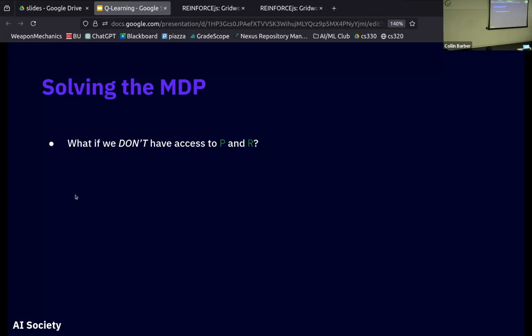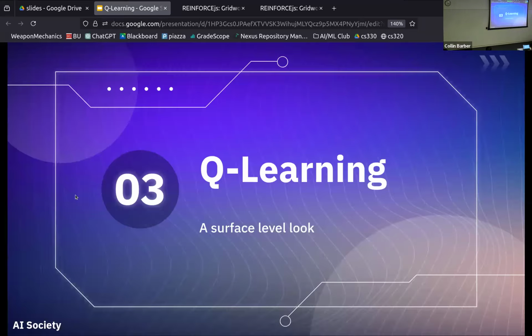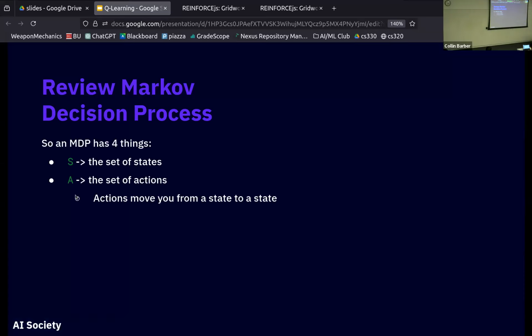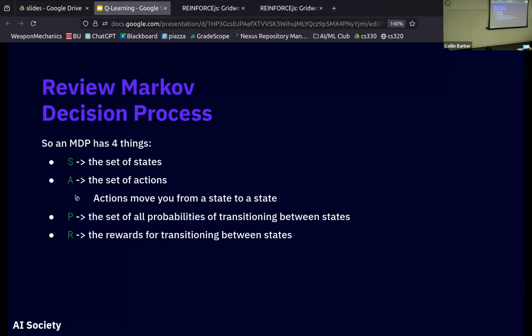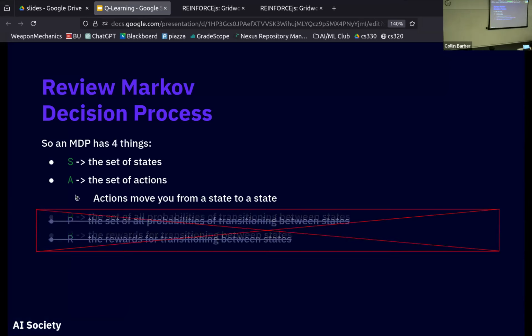So this is where Q-learning comes in, because it doesn't require those other two, right? If we go back to our 4 really important Markov decision bits, what if we were to just remove these bottom 2? Could we still functionally learn? And we can. This is what Q-learning seeks to do. So let's try and look at it a little bit.